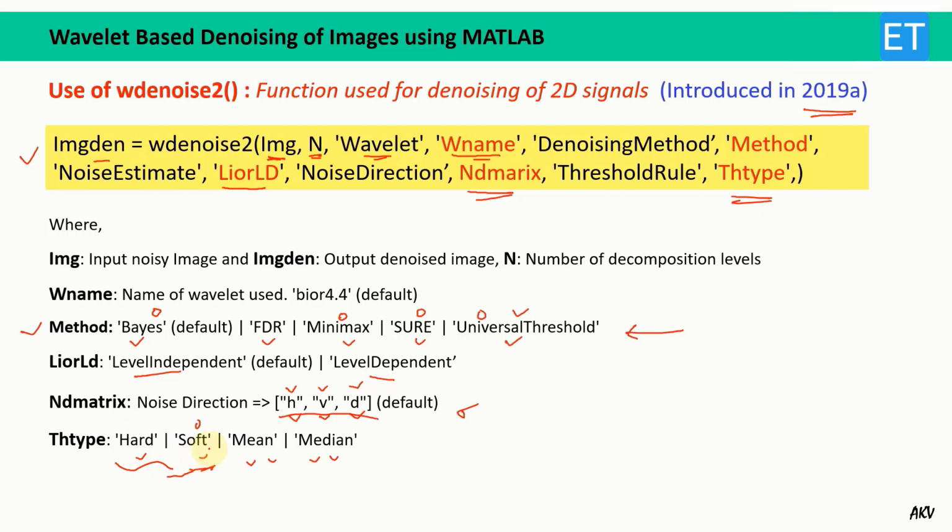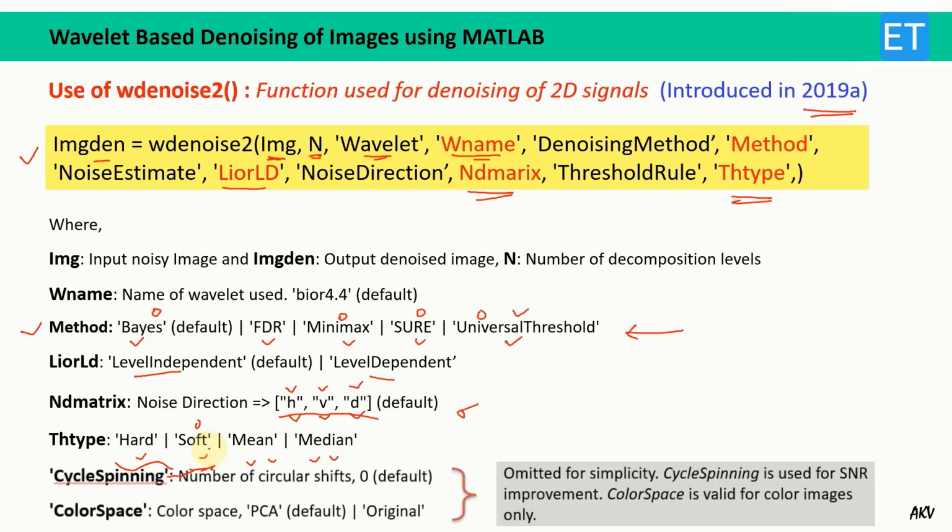So let me show you one example code that will use this wdenoise2 function. But before that, there are two more attributes in this function. One is cycle spinning and the other is color space. For simplicity, I have omitted these two, but you can also use them. Cycle spinning is used for SNR improvement. Actually, this is the circular shift. The default is 0, that means there is no circular shift.